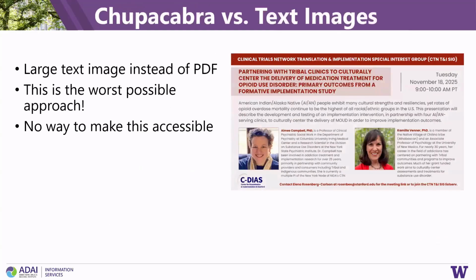Before we move on, I also wanted to call out a practice I've been seeing a lot more of lately, and that is this weird trend of creating an enormous image file to replace what would previously probably have been a PDF. You can see an example here. This is basically an event flyer that is just one big JPEG. This is the worst possible approach you could take for sharing information. There is pretty much no way to make this accessible.